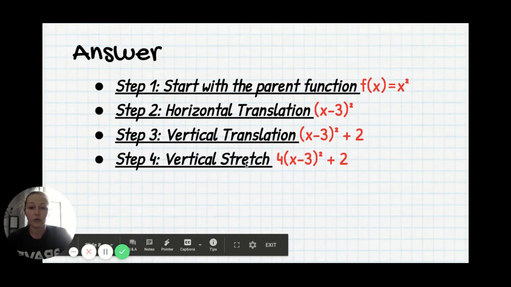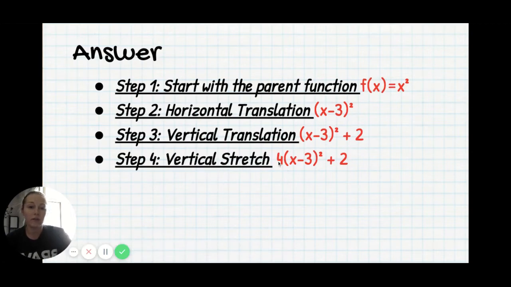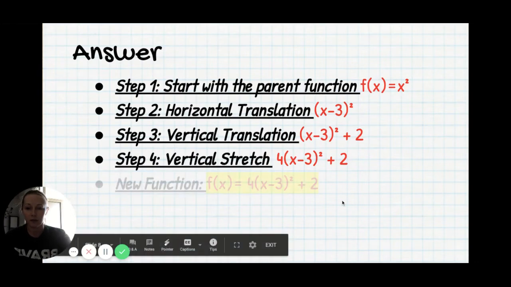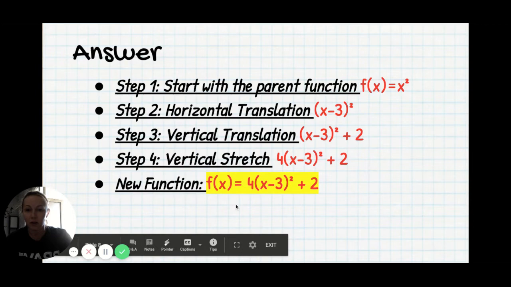Lastly, we had to have a vertical stretch. Since it's being vertically stretched by a factor of 4, any type of vertical stretch where it either narrows or widens my graph, I put that on the outside as a coefficient to my quadratic term. In this case, my quadratic term is all inside parentheses squared. So all I have to do is take whatever factor I'm stretching my graph by and put it right on the outside there. So if I put it all together, my new function is f of x equals 4 times the quantity x minus 3 squared plus 2.